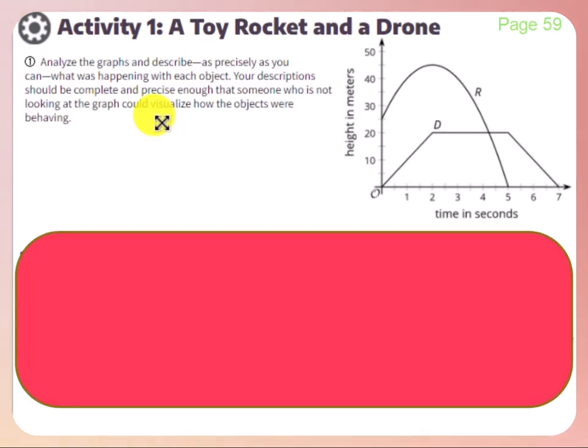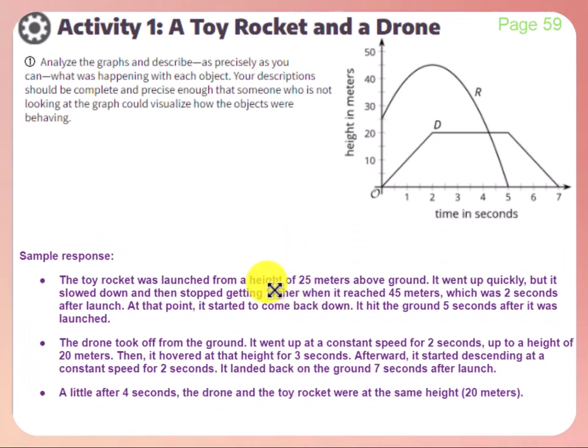All right, we're going to analyze the graph and describe it as precisely as you can. What is happening with each object? Did you get something like this? The toy rocket was launched from 25 meters above the ground. It reached a maximum of 45 meters. It went up quickly, but then it slowed down and it stopped getting higher at that height. And then it dropped back down and hit the ground at 0.